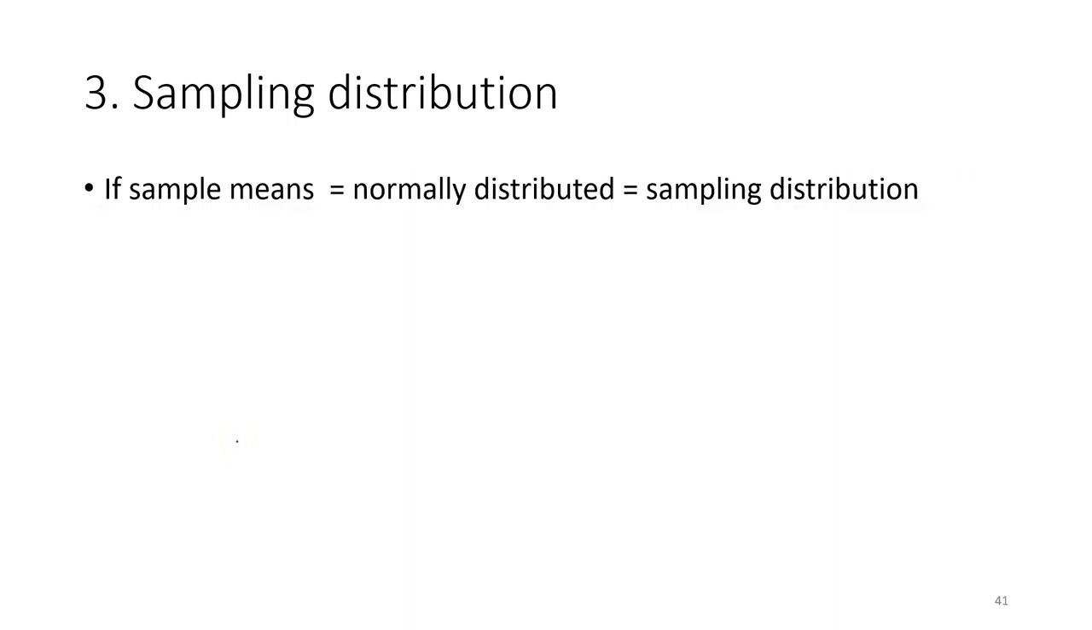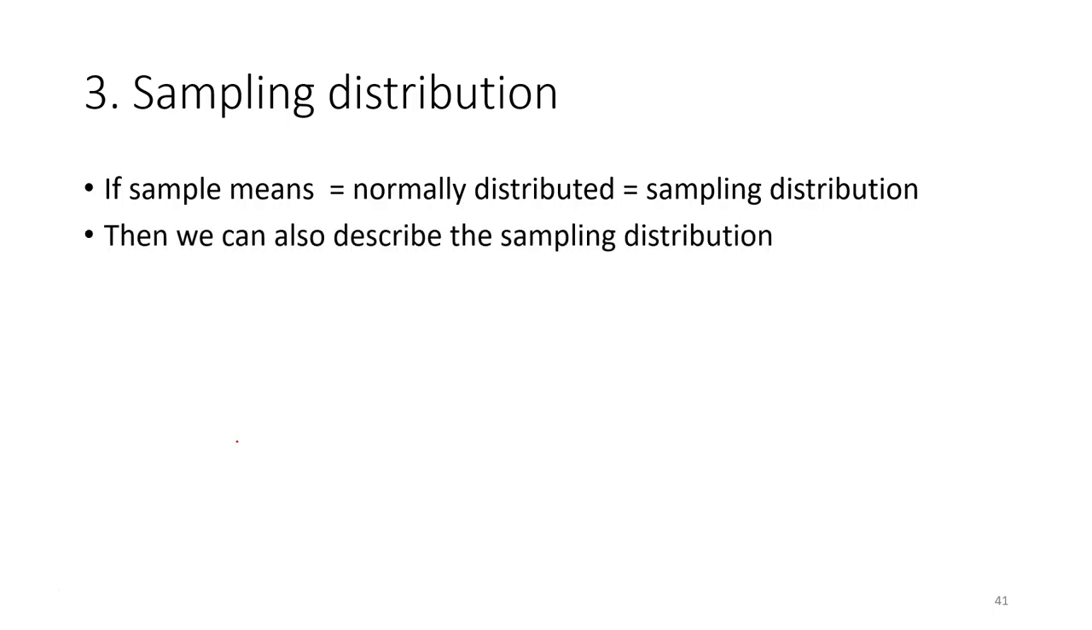If the sample mean is normally distributed, and the sampling distribution is also normally distributed, then we can describe the sampling distribution just like how we describe the observation distribution, the data distribution. So we can use the mean or the standard error of the mean. The standard error of the mean is a standard deviation, but in this case we use the term standard error rather than standard deviation, just to make sure we do not mix it up with the standard deviation. So when we describe the variation of the sampling distribution, we use the standard error.